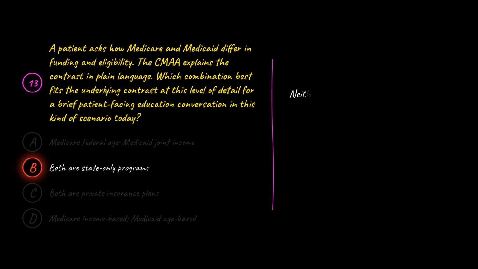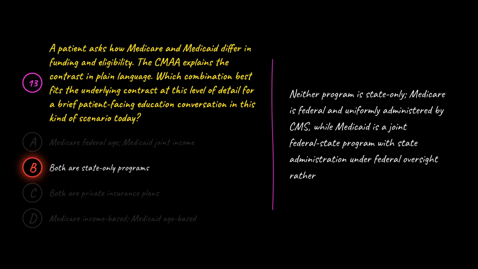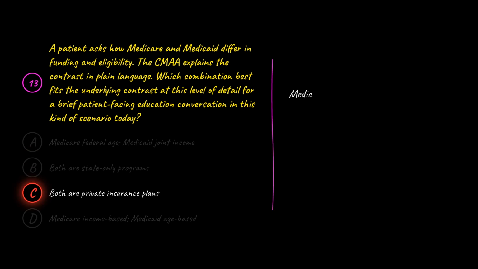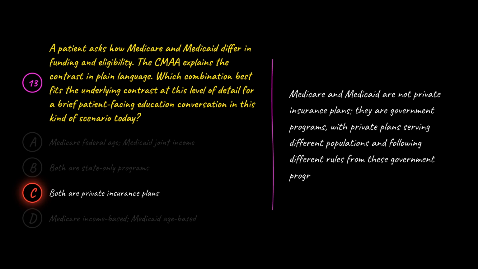B is wrong because neither program is state-only. Medicare is federal and uniformly administered by CMS, while Medicaid is a joint federal-state program with state administration under federal oversight rather than state-only operation. C is wrong because Medicare and Medicaid are not private insurance plans. They are government programs, with private plans serving different populations and following different rules from these government programs entirely.